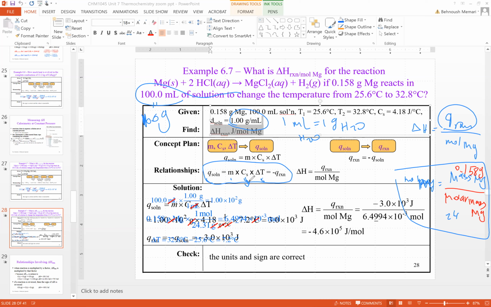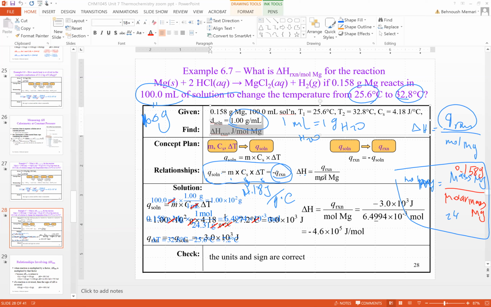The specific heat is assumed to be 1 calorie, or 4.18 joules. So we have the specific heat as 4.18 joules per gram per degree Celsius. Delta T is the final minus initial, so we have 32.8 minus 25.6. That gives you the value for delta T. If we have these three values, we can calculate the Q. Once we have the Q of the reaction, we can calculate delta H.